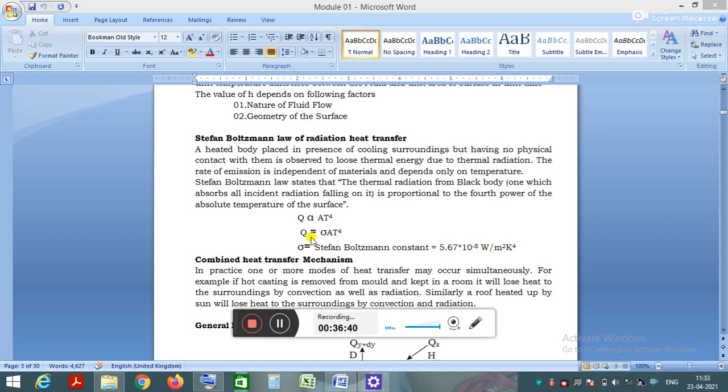The equation can be rearranged as sigma equals Q by A into T to the power of 4, and therefore its unit becomes watt per meter square Kelvin to the power of 4.